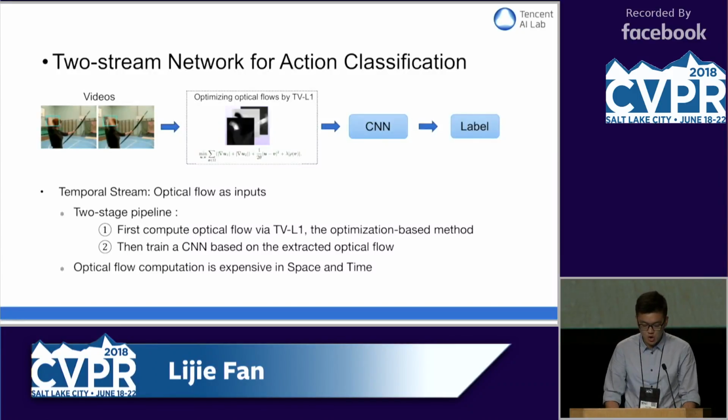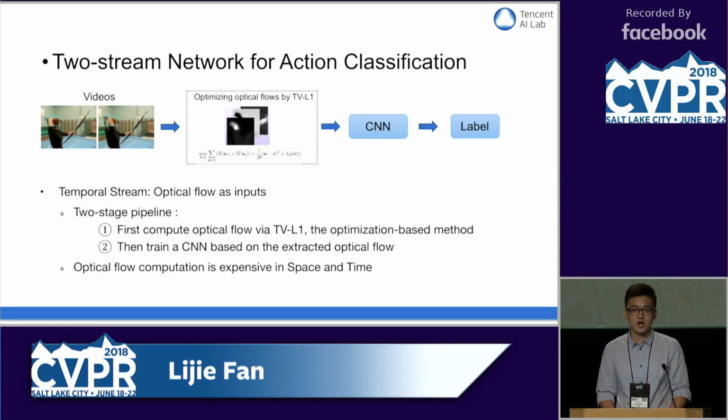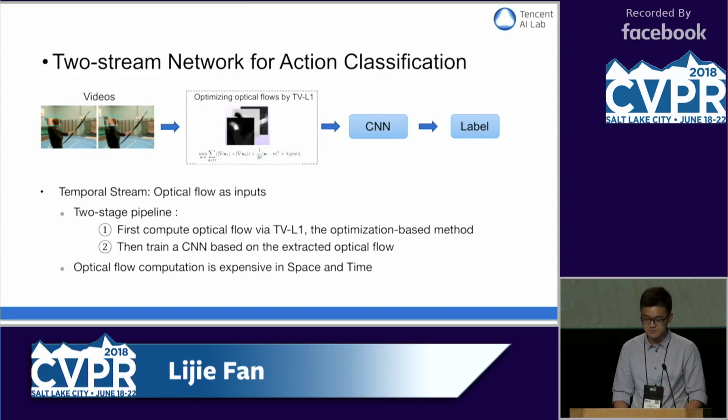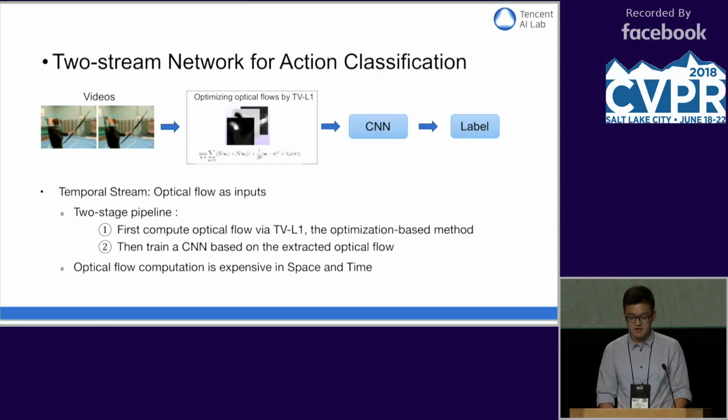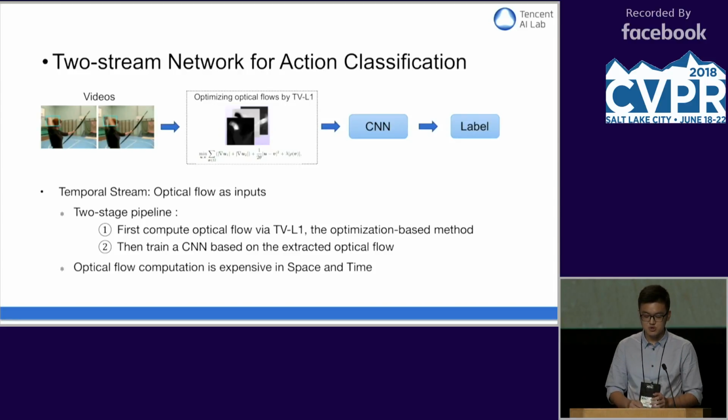As you may already know, one of the most effective methods for video action classification is the two-stream neural network with a spatial stream and a temporal stream. And in this talk, I'm only going to focus on the temporal stream, which takes the optical flows as inputs to extract temporal cues from the videos. It is actually a two-stage pipeline. First, we need to compute optical flows using the TVL1 algorithm, which is an optimization-based algorithm. And later, we train a CNN based on the extracted optical flows. Clearly, it is very time and space consuming to first extract optical flows and then store them on the disks.